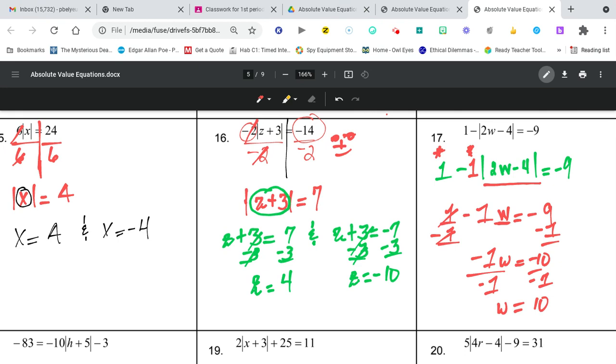However, you don't have w. You're trying to isolate the absolute value of 2w minus 4. But you're going to do it in the same way you would isolate w here. You're going to get rid of the 1 by changing the sign and then divide by negative 1. So let's go ahead and do that.